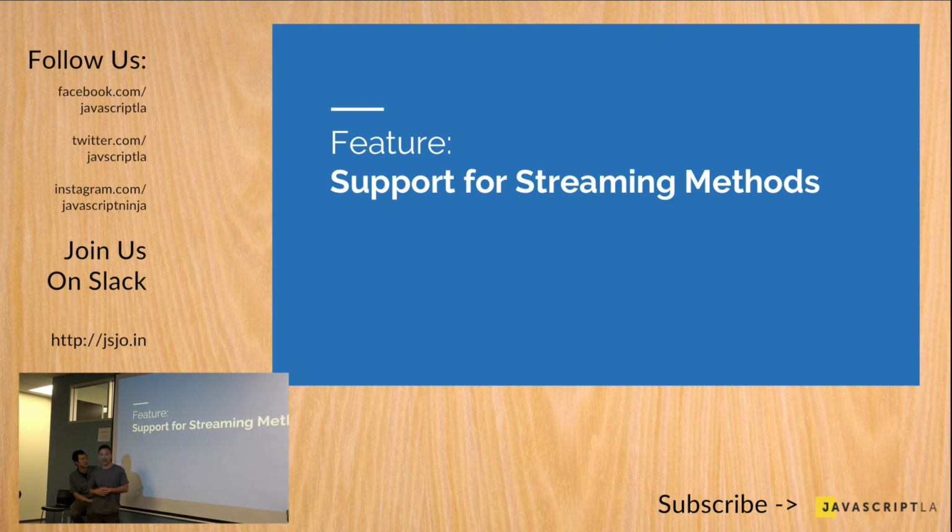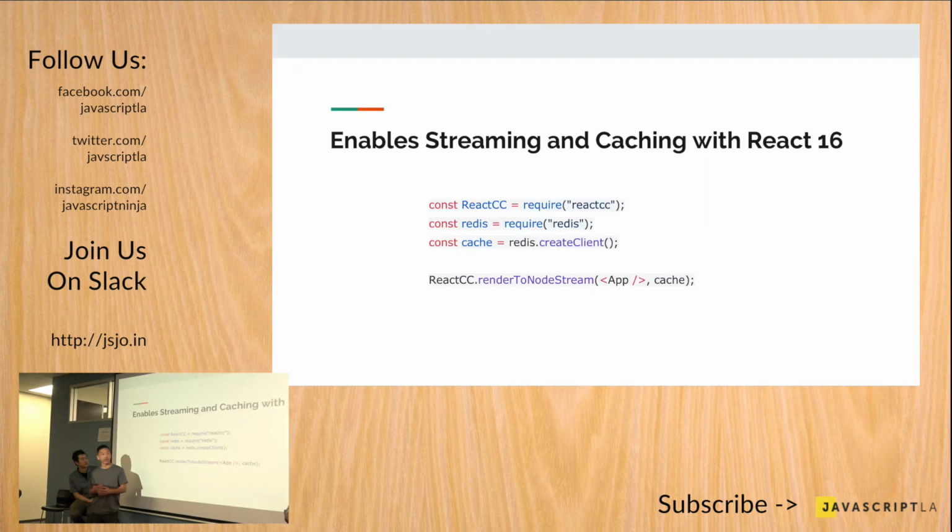The only problem with that is it doesn't support caching. However, if you were to require it in React CC, which is the library that we built, you could still use React CC's renderToNodeStream, which does the same thing as the original renderToNodeStream, except now you have the ability to cache your components.